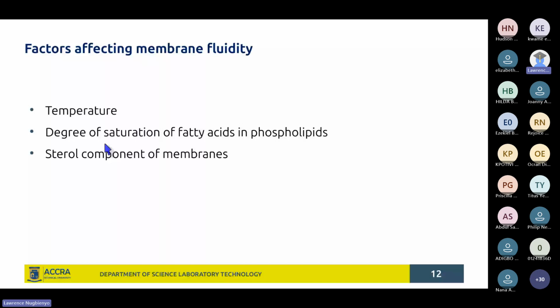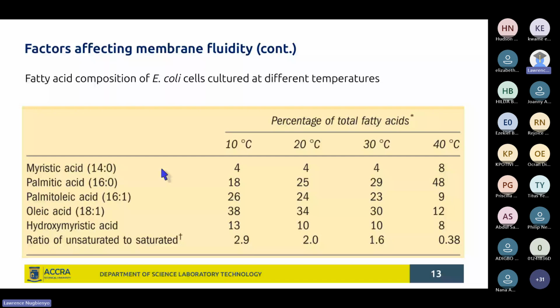And we also just looked at the sterol component of the membranes. The more sterol you have in a membrane, the less fluid that membrane is going to be, because the sterols require more energy for that molecule to be agitated to become more fluid. And we'll see that experimentally.